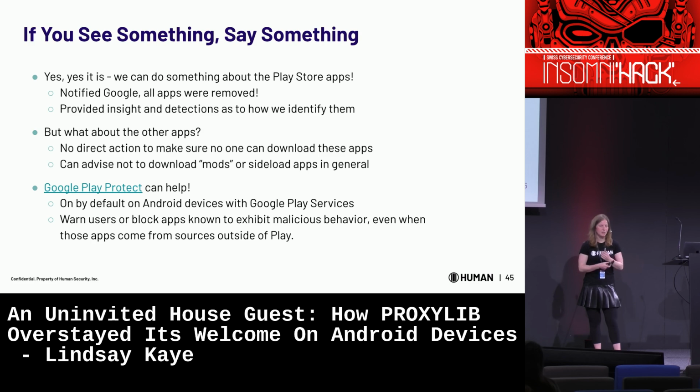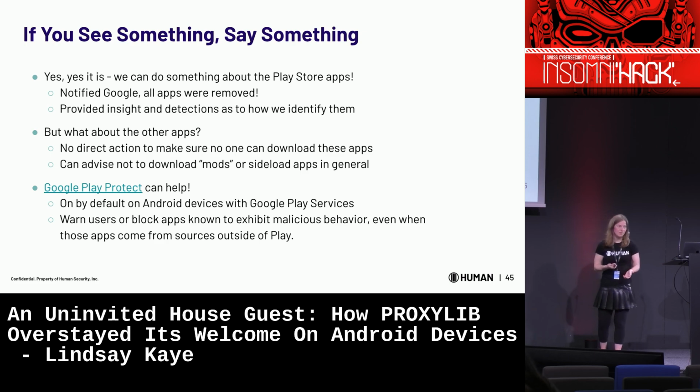Additionally, we provided different insights and detections to some of our partners to make sure that they knew how to identify them, so that if other versions went in, they would be kicked out of the Play Store before they caused a problem. Now, you ask yourself about those other apps that are available via third-party sites or sent between friends. There's no direct action we can necessarily take to make sure somebody doesn't download it, because if you want to sideload an app on your Android device, you can probably do that.